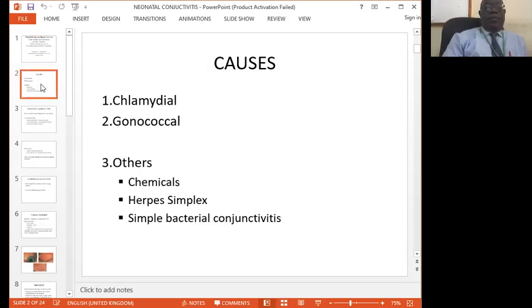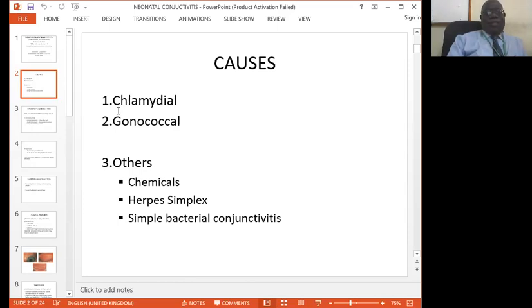These are the causes of neonatal conjunctivitis. But before we go to the causes, maybe it's important to appreciate what is a neonate. What is a neonate? Any idea? I think it's the first 3 months. No idea.